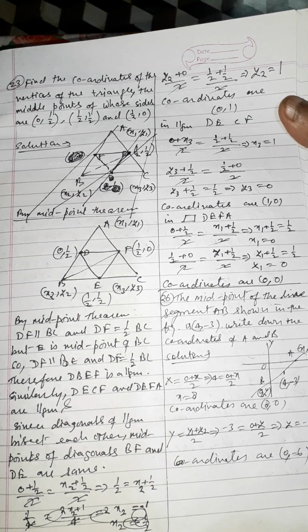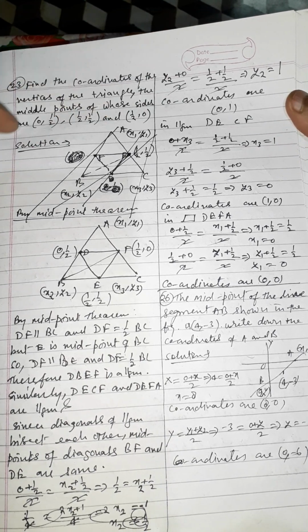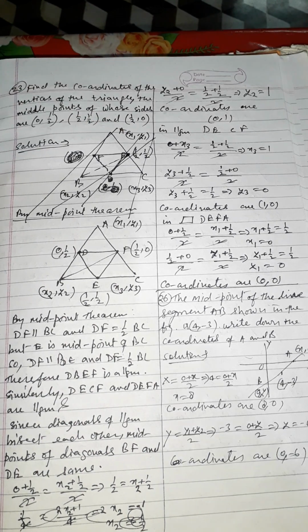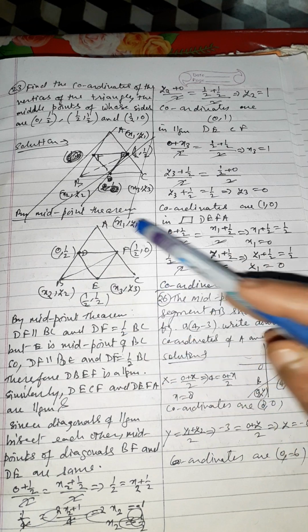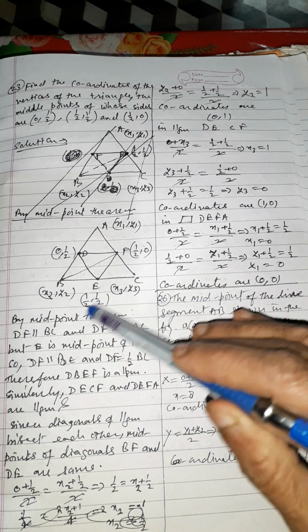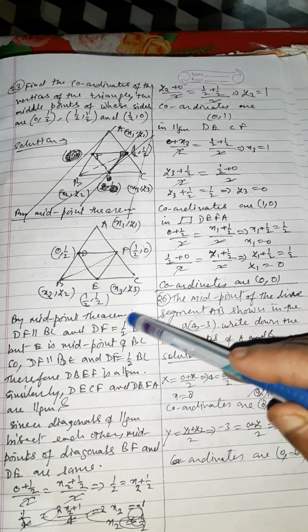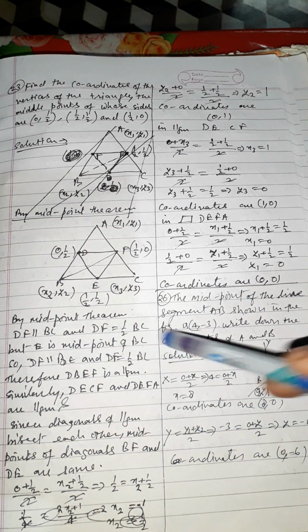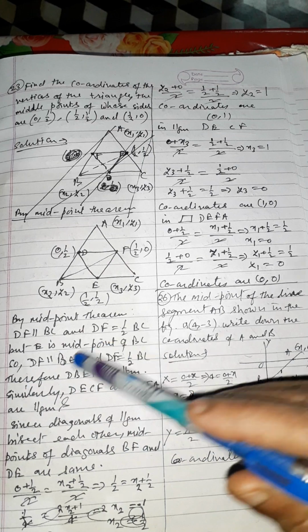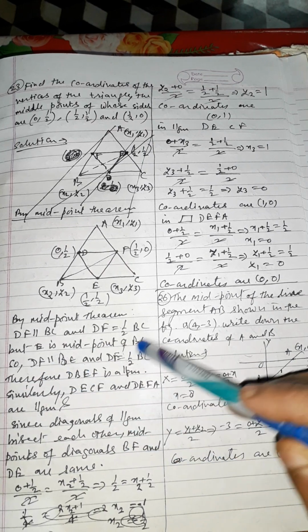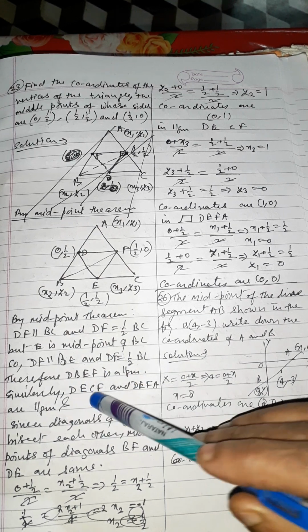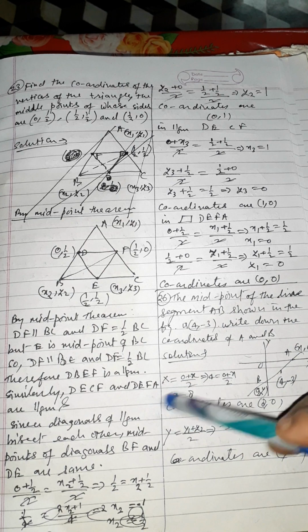Find the coordinates of the vertices of the triangle whose sides have midpoints (0, 1 by 2), (1 by 2, 1 by 2) and (1 by 2, 0). Taking this figure, first of all, this is ABC, then these are the midpoints. By the midpoint theorem, DF is parallel to BC and DF is equal to half of BC. But E is the midpoint of BC, so DF is parallel to BE and DF is equal to half of BC. Therefore, DBEF is a parallelogram. Similarly, DECF and DEFA are parallelograms.